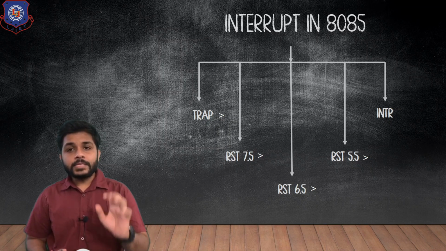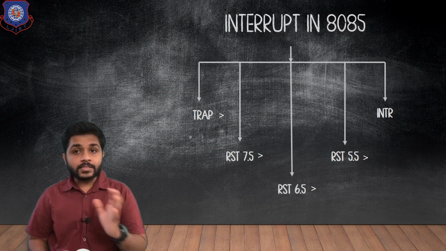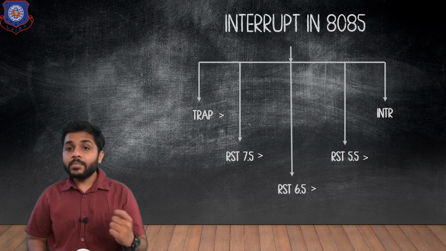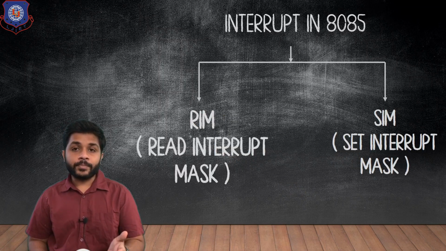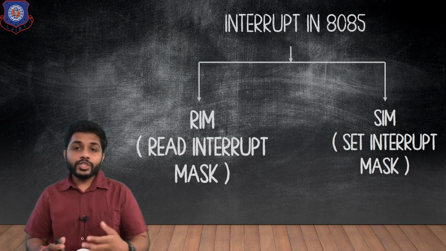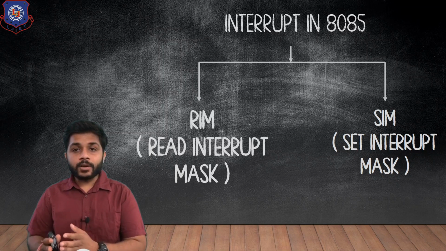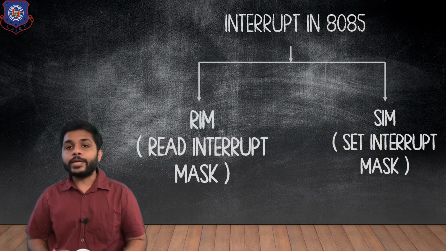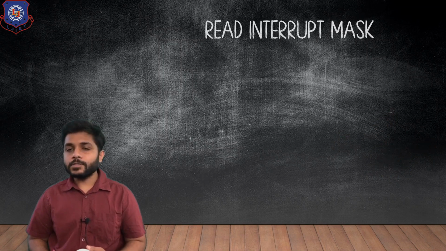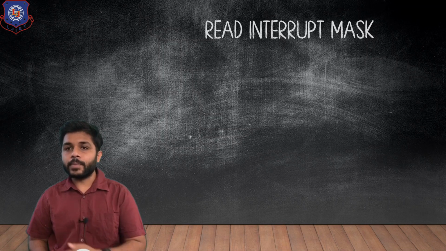From these 5 interrupts, some are maskable and some are not maskable. At a time, some interrupts are in process and some are pending. To mask and unmask interrupts, we can use the instruction SIM. To read the status of the interrupts, that is which are pending and which are in process, we can use the instruction RIM, which is read interrupt mask.